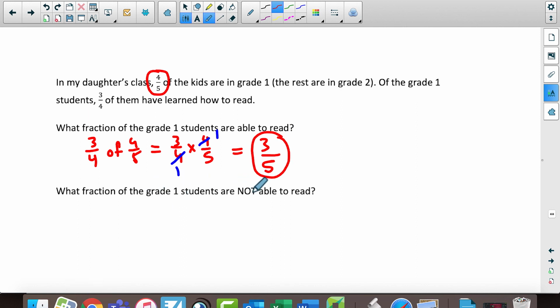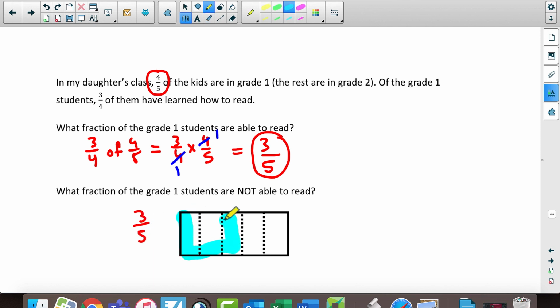What fraction of the grade 1 students are not able to read? Well, this isn't a multiplying question. This is to see if you understand fractions question. If 3/5, so there you go, 3 out of 5, this is my 3/5 that can read. These are the ones that can read. They are able to read, 3/5. Then these are the ones that can't read. What fraction is that? 2/5. So our answer is 2/5.